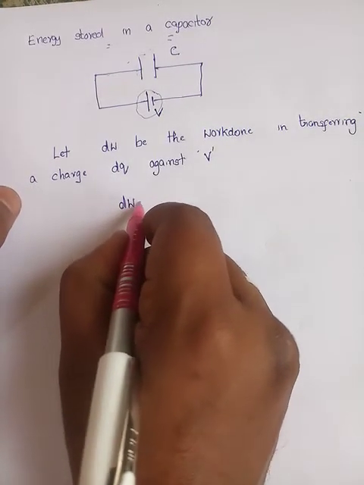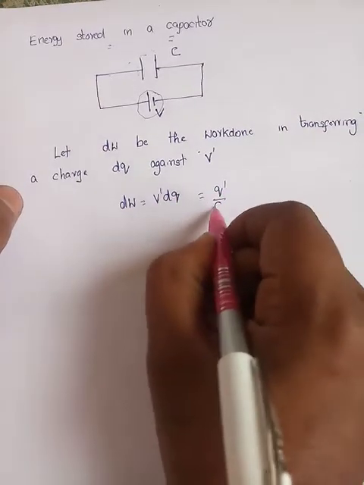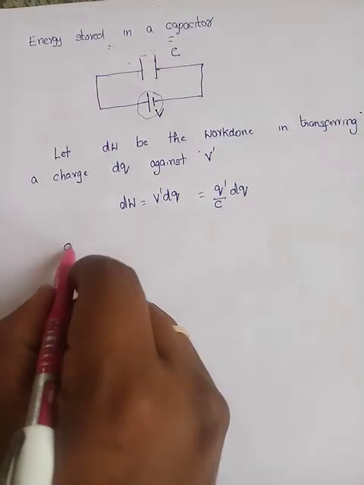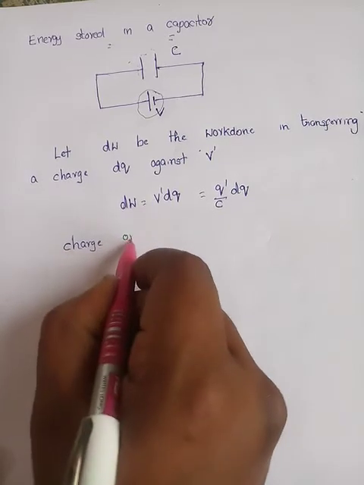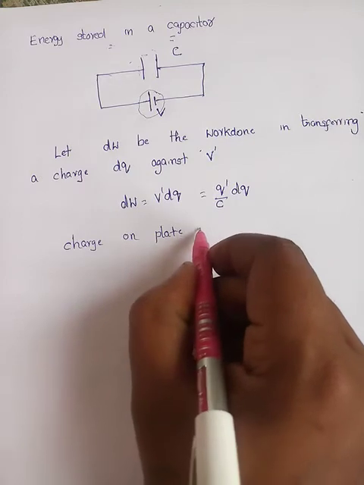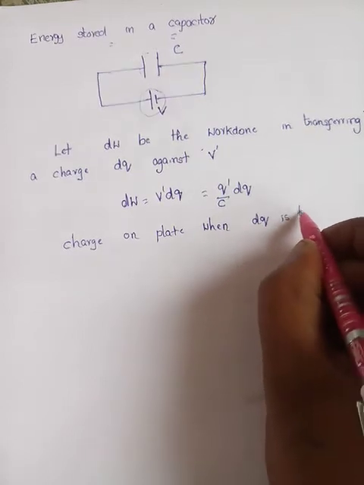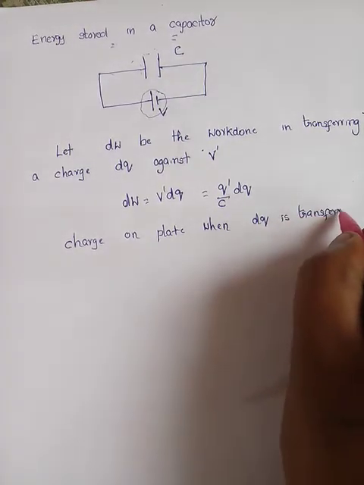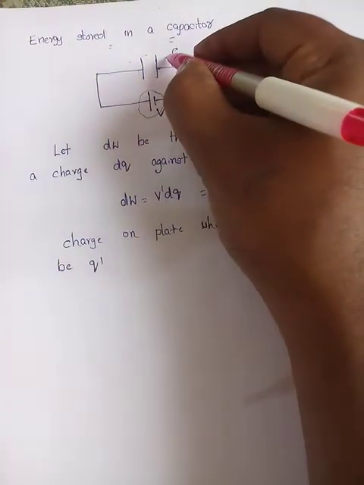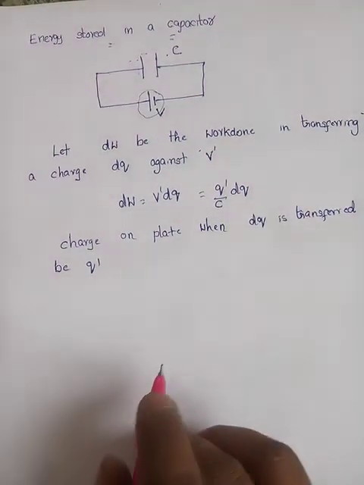Let us write dw is equal to v dash into dq, that implies q dash by c into dq. So what is q dash? It is the charge on the plate when dq is transferred. That means when we take the charge dq and transfer it to the plate, the charge present on the plate is what we took as q dash. Okay?